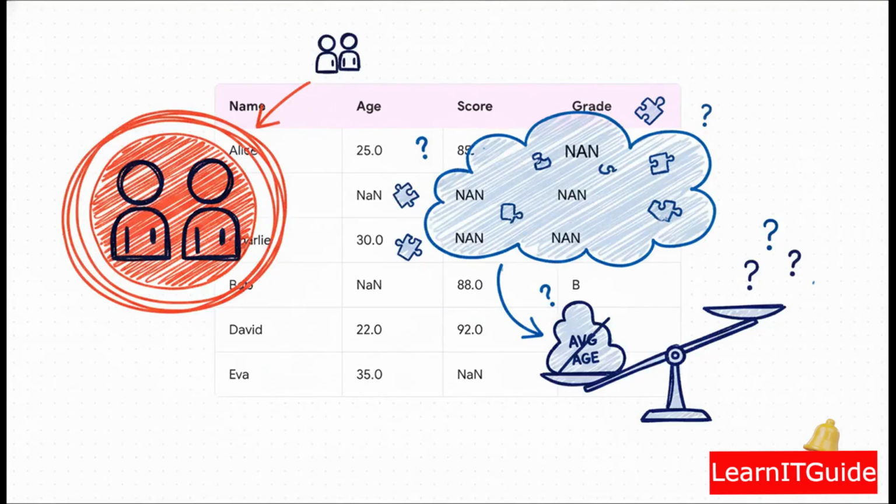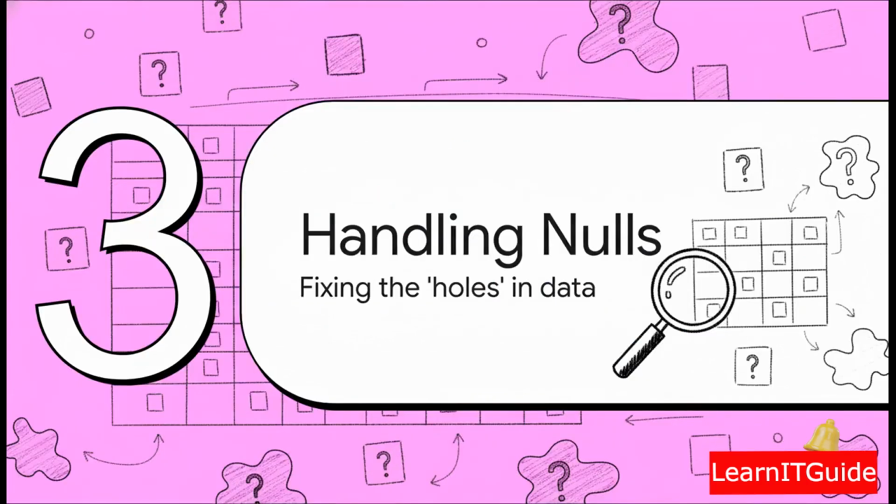You can see the problems right away, can't you? There's our duplicate Bob row. And see all those NaNs? Those are the holes in our data, the missing pieces of our puzzle. We're missing values for age, score, and grade. If we tried to calculate the average age right now, that NaN would mess up the whole calculation and give us a wrong answer.